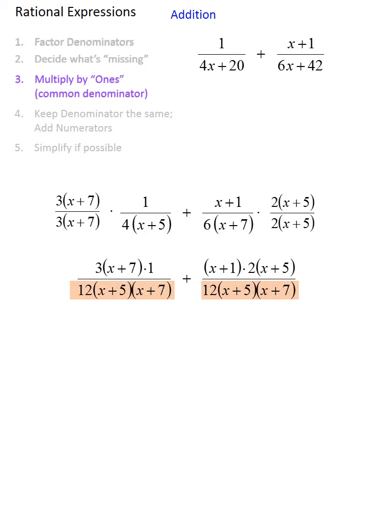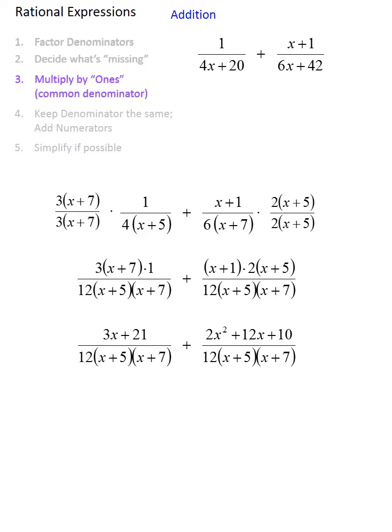Moving on, the denominators do match, so I'm ready to proceed to step 4 after multiplying all this out. Sorry, still on step 3. Notice I've multiplied these together, but I've also multiplied these together, but I didn't show the work here. I did it on scratch paper.